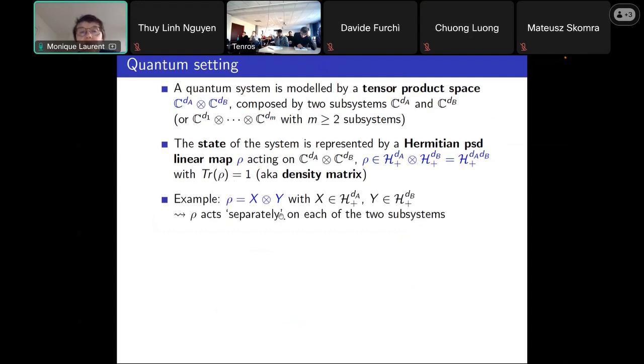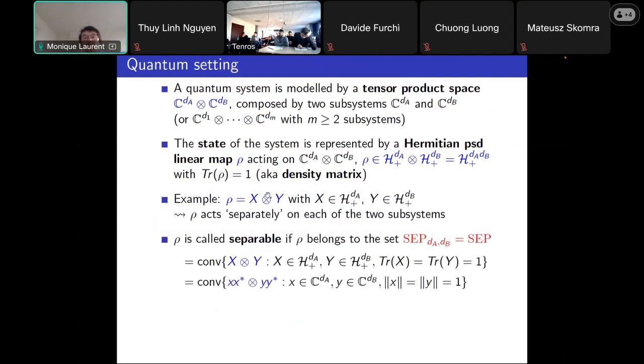The first example to build such a rho would be simply to take an X, which is Hermitian of size dA, a Y, which is Hermitian of size dB, and take the tensor product. Then if X and Y are PSD, then rho is also PSD. So such a rho is acting separately on both subsystems, on A, on B. It's also called a local action. A rho comes only by directly looking at what's happening on A, what's happening on B.